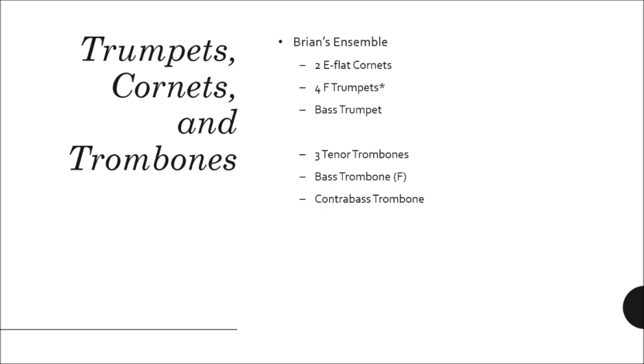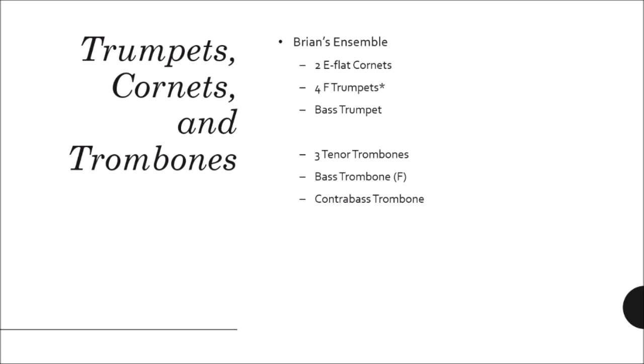Let's move on to trumpets, cornets, and trombones. So this is Brian's ensemble. 2 E-flat cornets, 4 F trumpets. Now there are a few passages where we have 8 trumpets, but those are generally doubled. They can be taken from the brass ensembles, which we'll look at in just a little bit, but the majority of the entire second part can be done on just 4 trumpets and a bass trumpet.